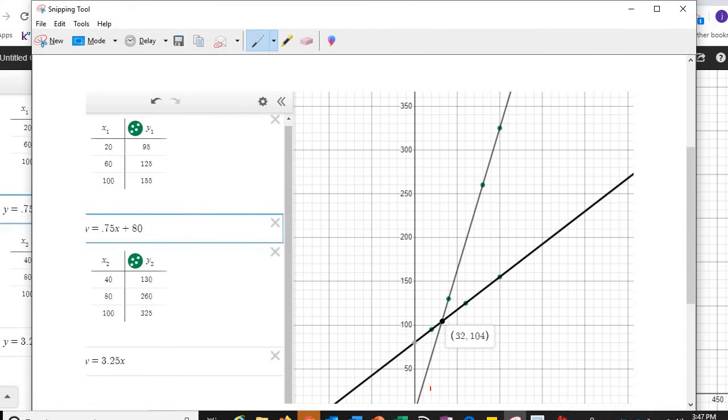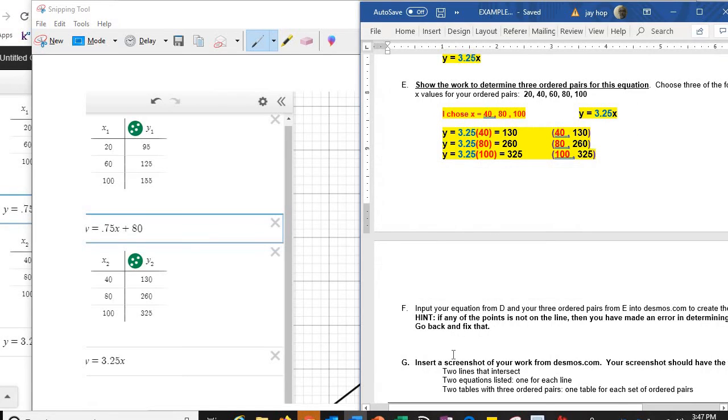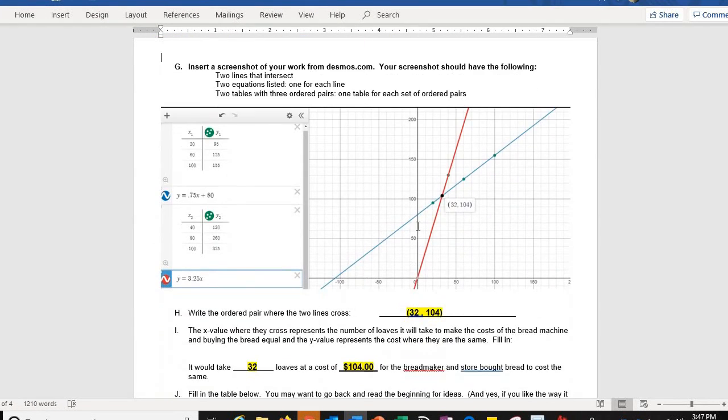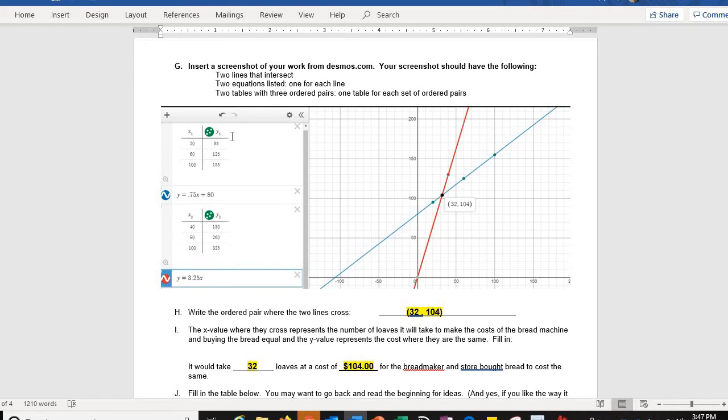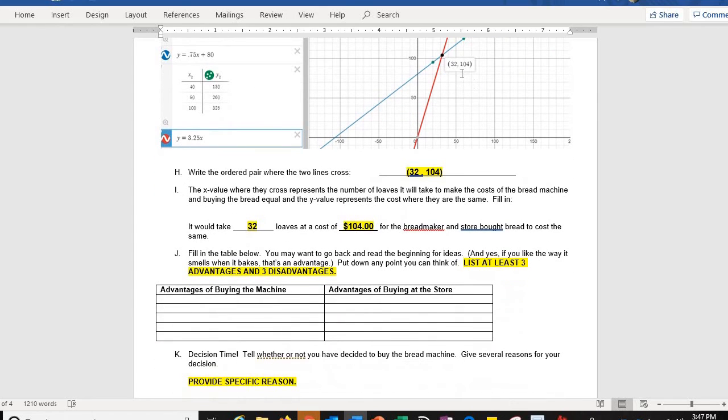And then we're going to go back to the document. And you'll notice I have that in there. There it is. My table, equation, the two lines, my point of intersection. I clicked on it twice so that I could get the ordered pair. And then you will notice that that ordered pair is going to answer the next two questions, right?